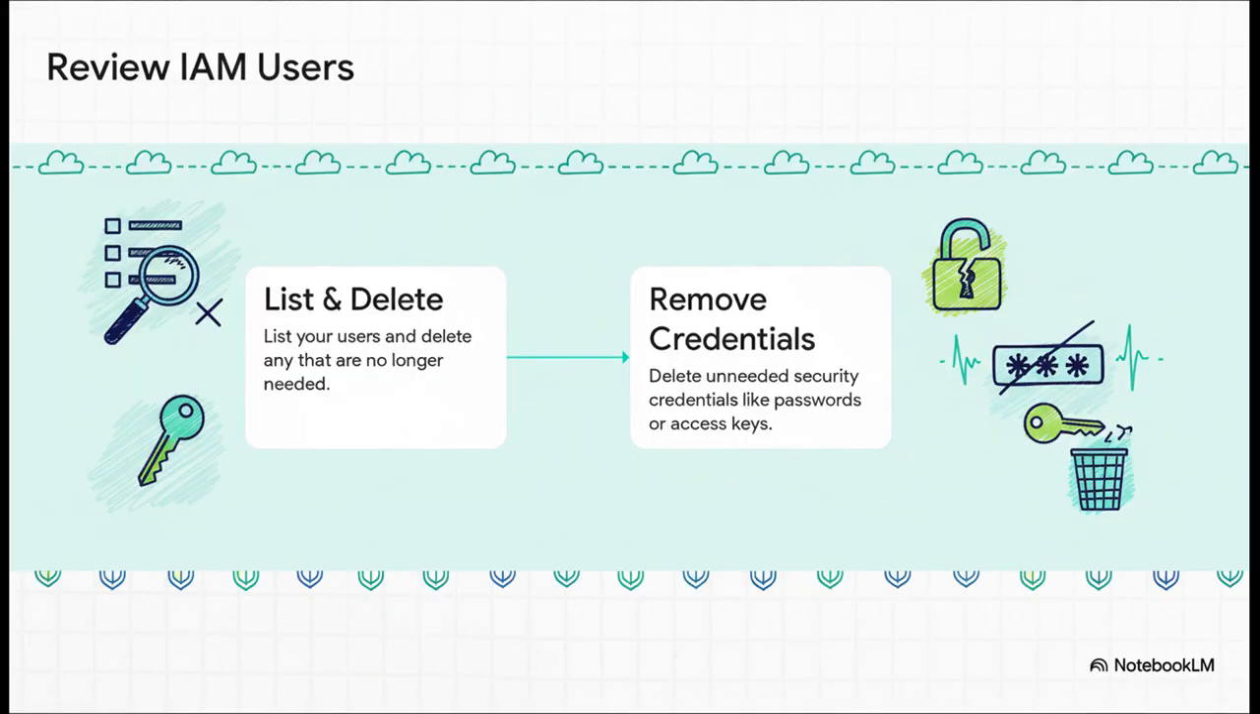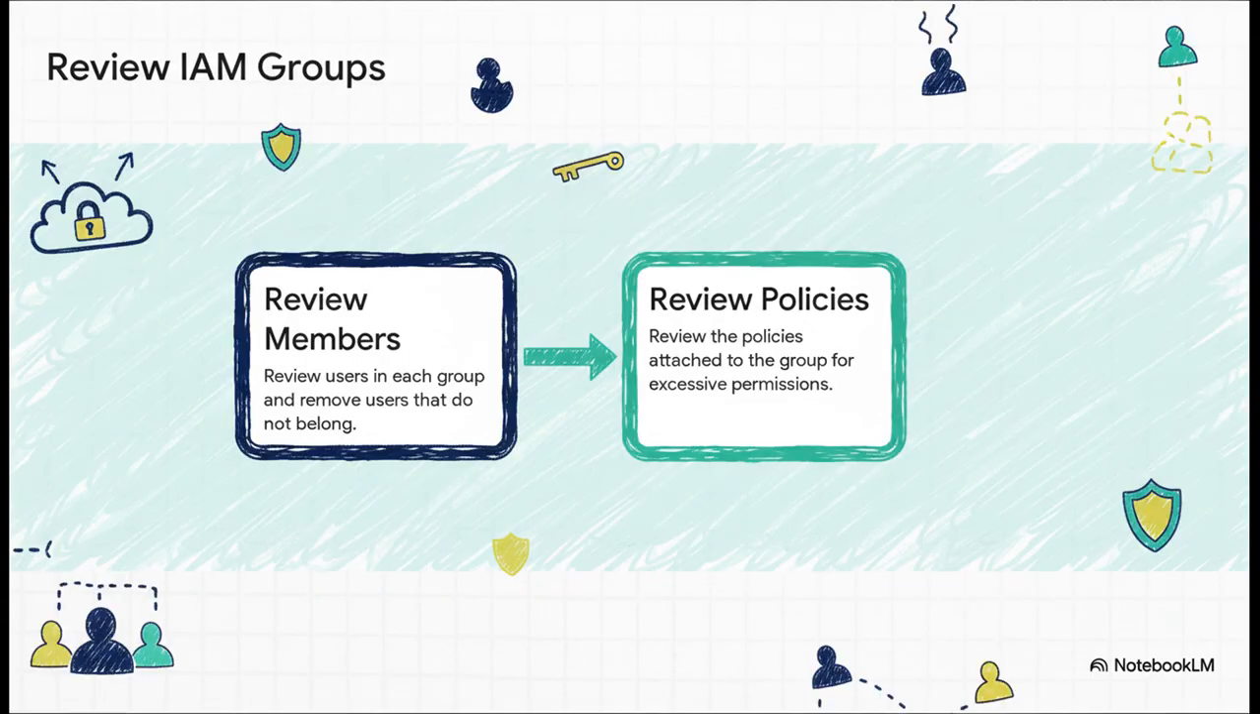Okay, so your audit should start with the individuals. Look at every single IAM user and ask, is this person still here? Does this app still need this key? If the answer is no, delete it. If they don't need to log into the console, get rid of their password. If they aren't making API calls, get rid of their access keys. Be ruthless.